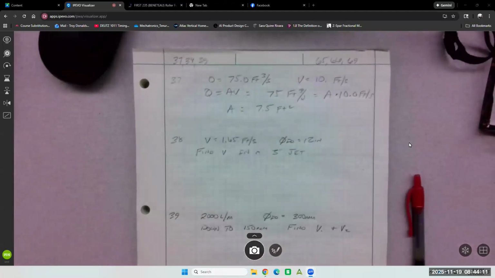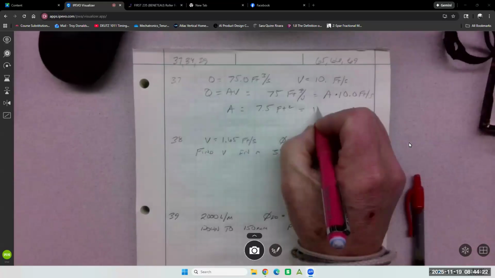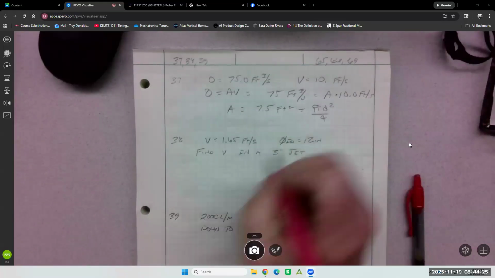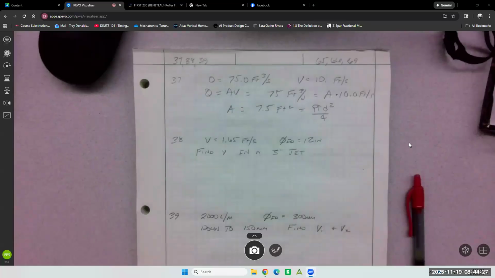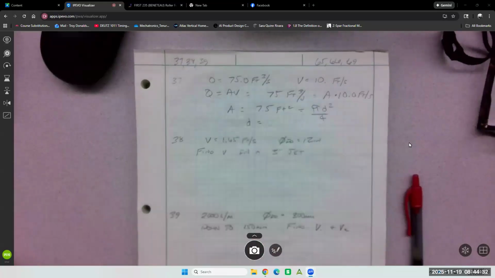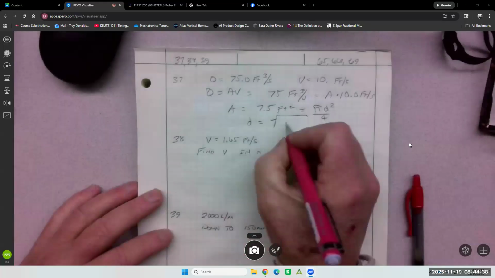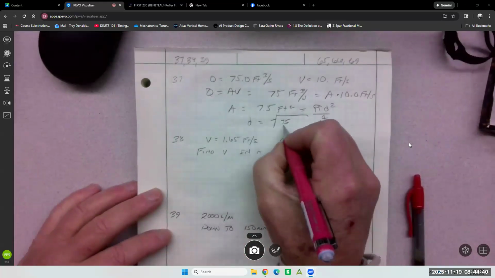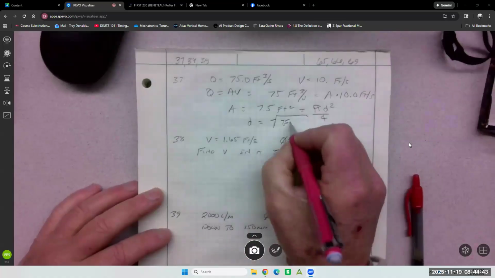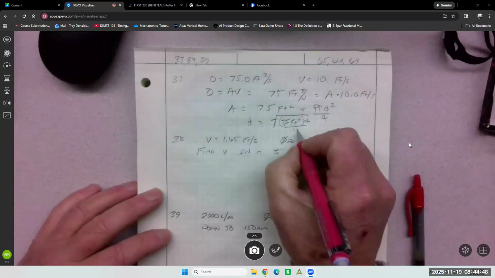Did they want to know more? Like, yeah. 37. So then how do we get the diameter? We say, oh, well, it's equal to pi d squared over 4. And then we solve for d. So that'll be the square root of 7.5 feet squared times 4, because that moves across, and we're going to divide by pi.